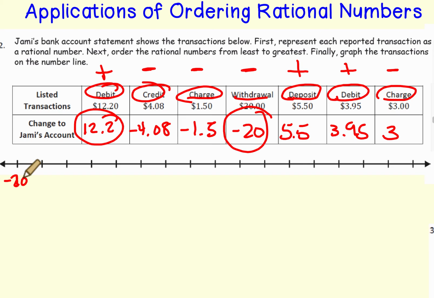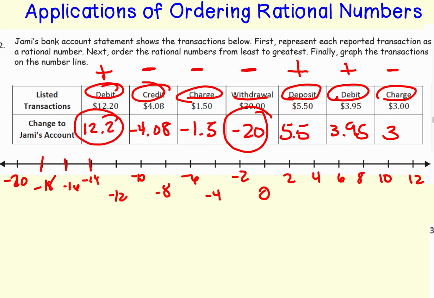I could add more tick marks, but I don't have to. I can skip around a little bit. So we know that we have 16 parts. If we go by twos, we should be okay. Okay, now let's start. Negative 20 is my least. So I got that one.